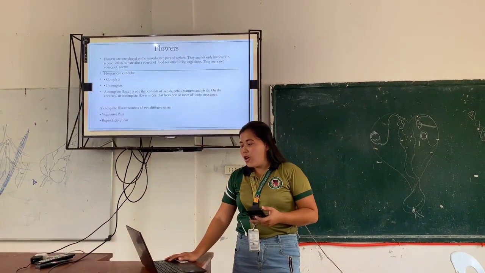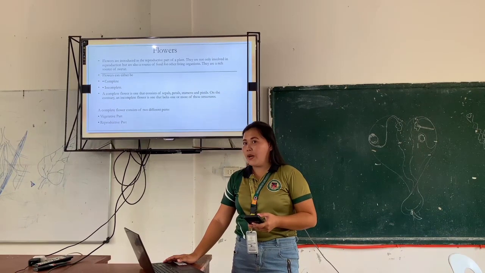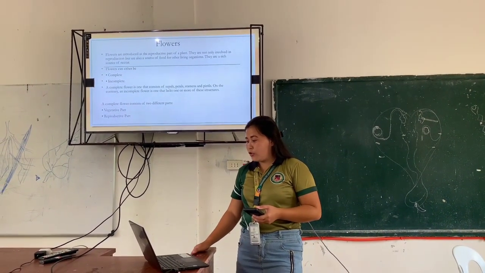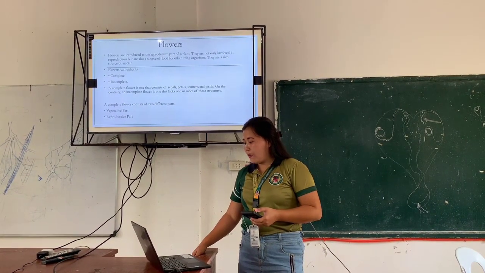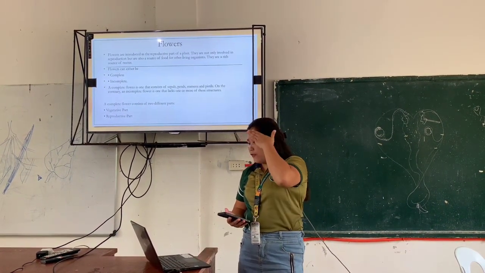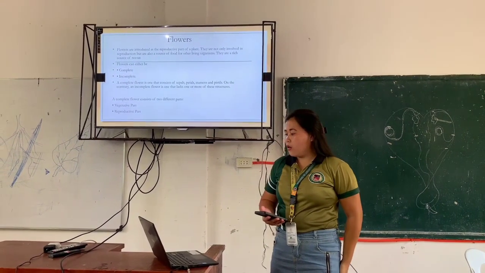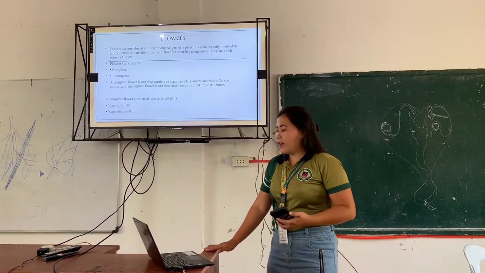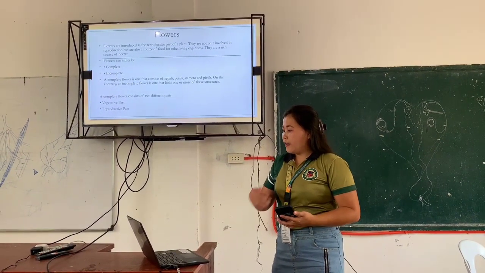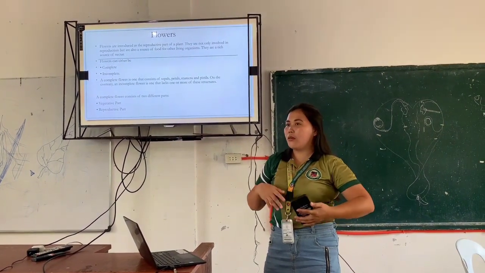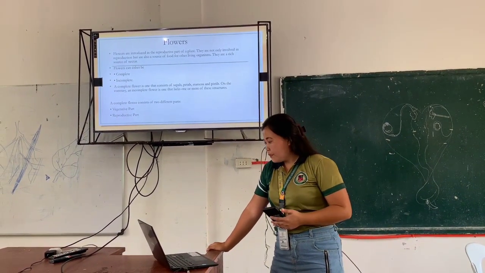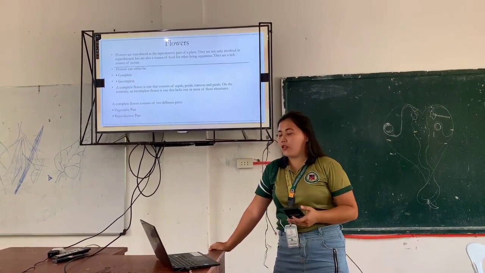So, flowers are the fourth of the plant organs. Flowers are introduced as the reproductive parts of a plant. They are not only involved in reproduction but are also a source of food for other living organisms. They are a rich source of nectar.